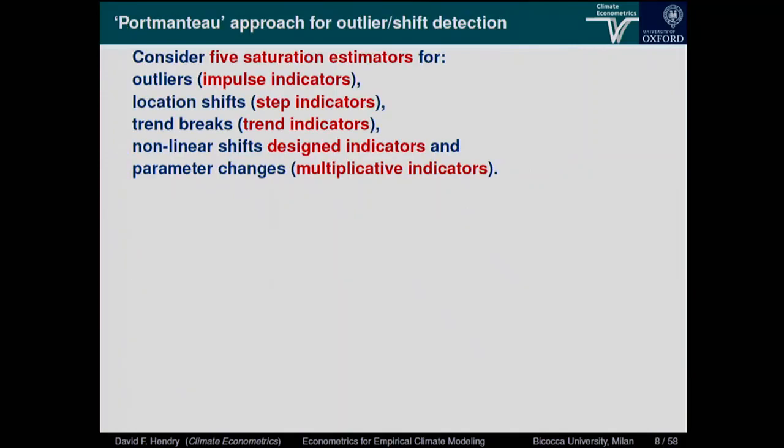So we've got 5 saturation estimators, of which several are quite widely used already. Impulse indicators to deal with outliers. You've got an outlier, it's a single thing. It may be a measurement error, it may be a sudden change in the system you're dealing with, and it's relative to the model. The fact that data's got outliers doesn't mean the model will have outliers, and the fact the data doesn't have outliers doesn't mean the models won't have outliers. So it's very much a model-based concept.